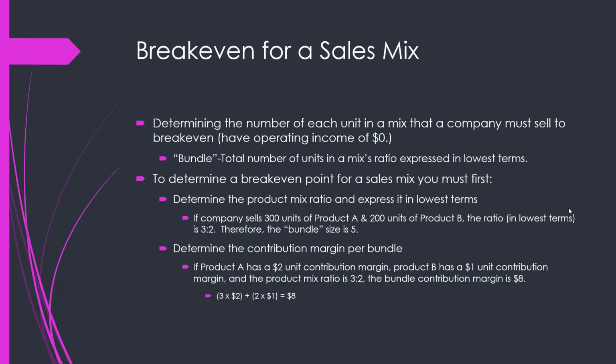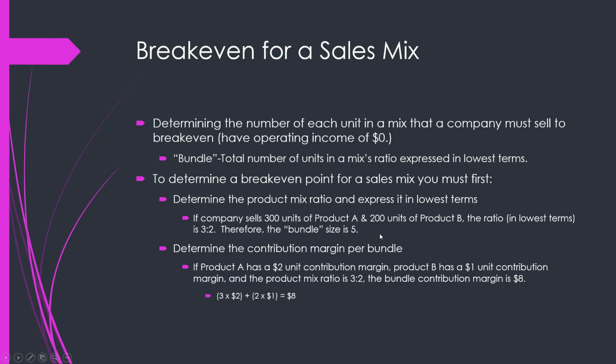So for example, if we have a company and they expect to sell 300 units of product A and 200 units of product B, 300 to 200 is a ratio expressed in lowest terms of 3 to 2. We're going to sell 3 units of product A for every 2 units of product B that we sell. And our bundle size is 5. The best way to think about bundle is out of every X amount of products, we expect this amount to be product A, this amount to be product B. In our case, out of every 5 units that we sell, we expect 3 of them to be product A and the other 2 to be product B.